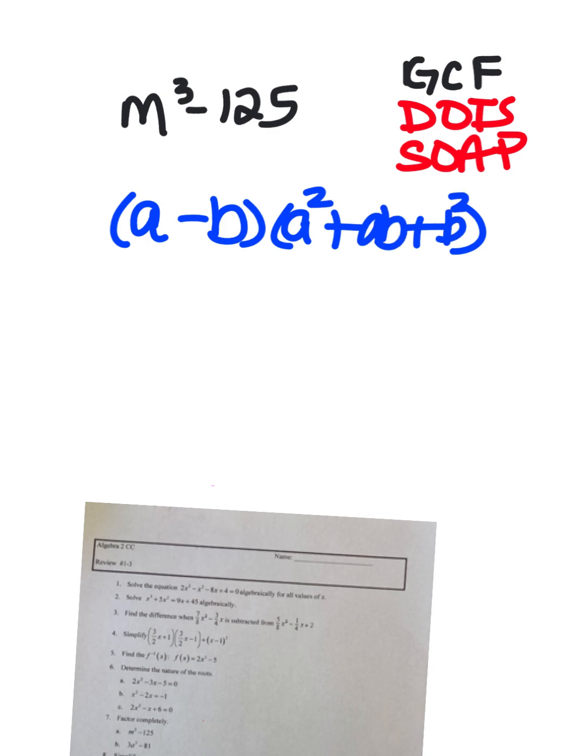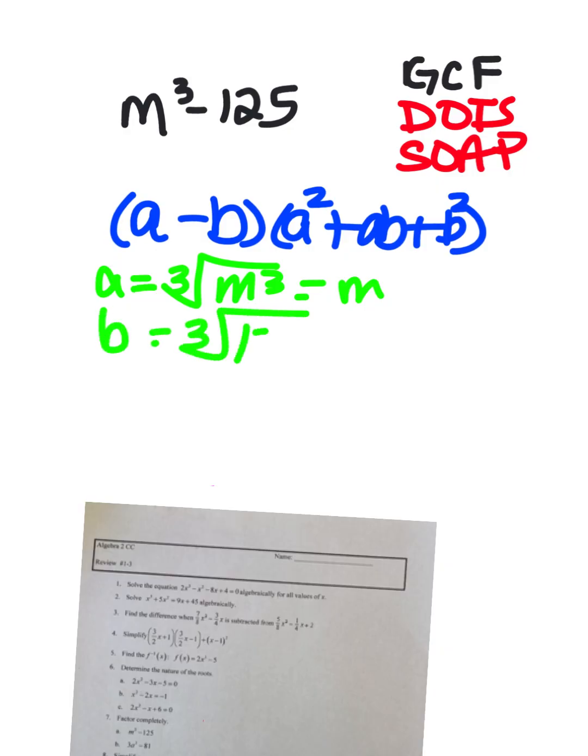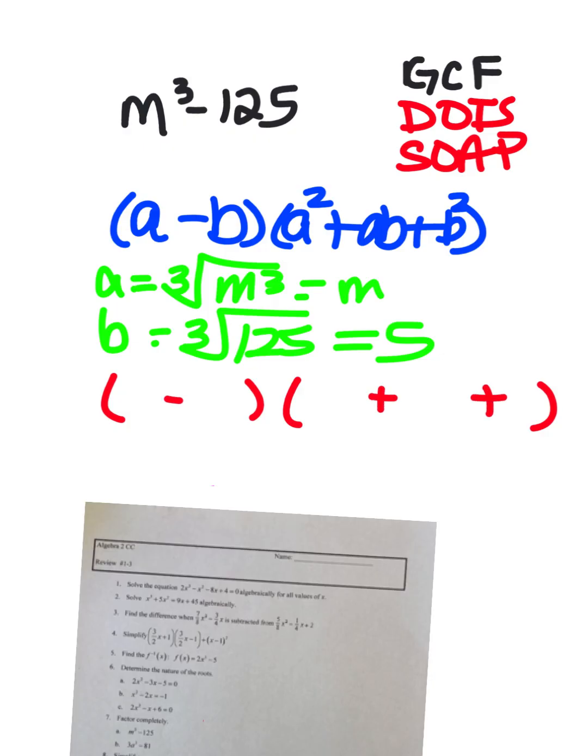All right, so what you have to do is get the A and the B. A is going to come from the cube root of m to the third, which is m. And B is going to come from the cube root of 125, which is 5. So now I have A is m, and B is 5. Now I'm going to put it in my parentheses. Same sign, opposite sign, always positive. So it's going to be A minus B, so it's m minus 5.